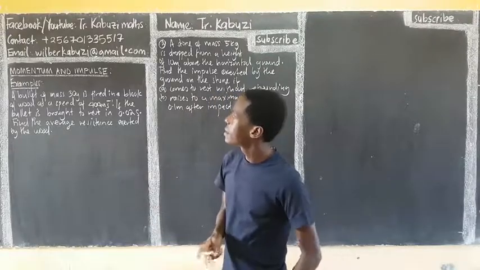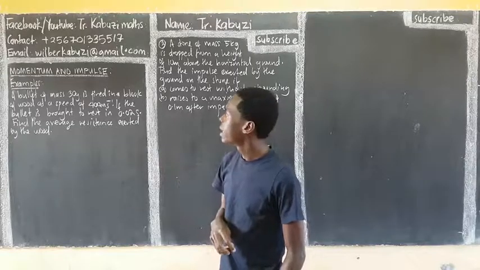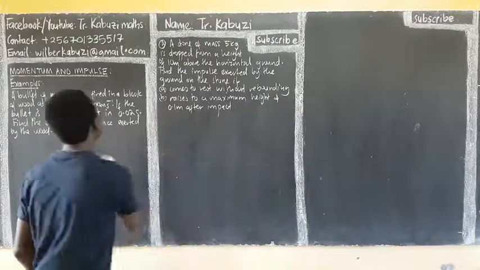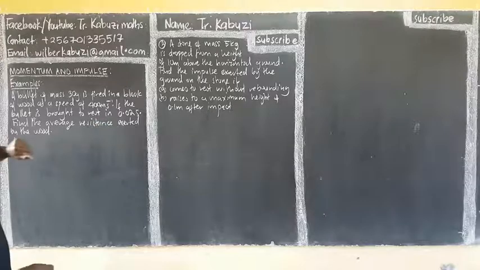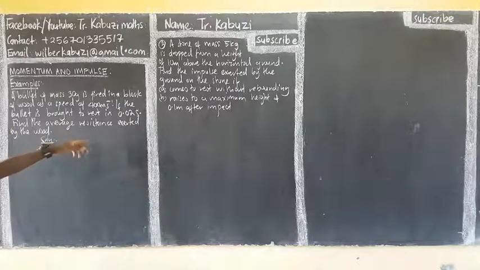A bullet of mass 30 grams, with the block's mass 90 kilograms, is fired into a block of wood at the speed of this. If the bullet is brought to rest in 0.2 seconds, find the average resistance exerted by the wood. Okay, so in our solution, in simple terms, find the average resistance, in simple terms they're asking for the force.